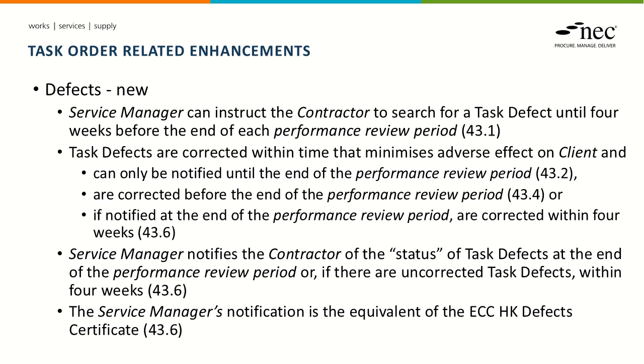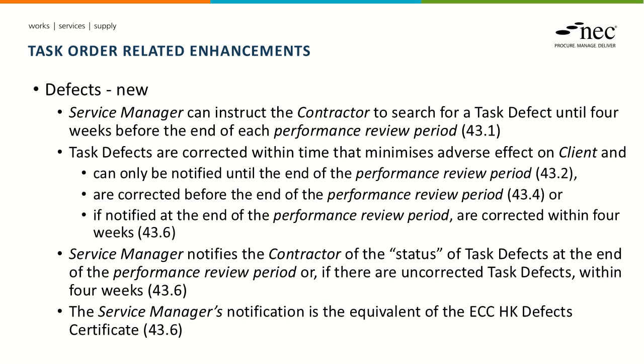In terms of any task-related defects, we have included provisions around how quickly they should be corrected. And we can see here that there's an overriding obligation to correct them within a time that minimizes the adverse effect on the client. Notwithstanding that, we want them corrected before the end of the performance review period, or if a defect is notified at the end of the performance review period, corrected within 4 weeks of the end of the performance review period. So this tries to limit how long tasks may be left, and it includes provisions around how quickly the contractor should correct the defects and minimize the effects of them.